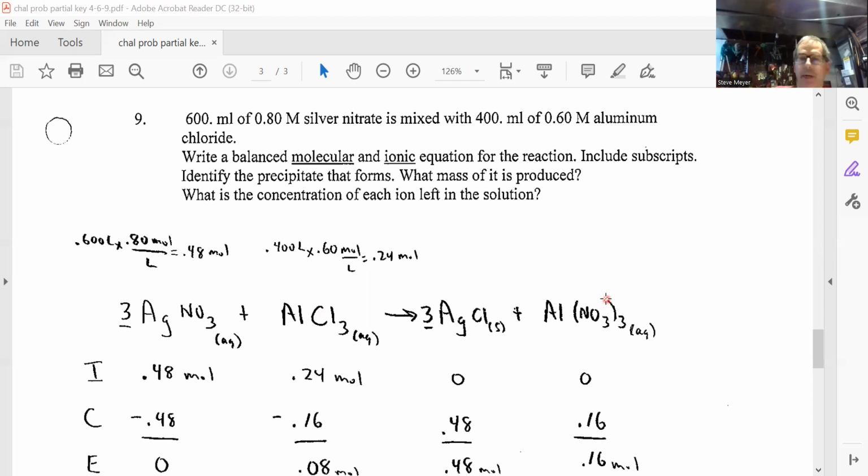I think we might have done this one in experiment A. Anyway, the net ionic equations. So we get this, and we ultimately balance the equation, and we find out the ratio is 3:1 to 3:1.